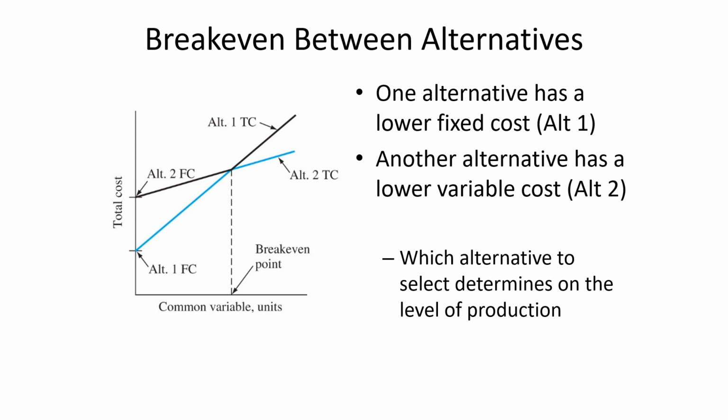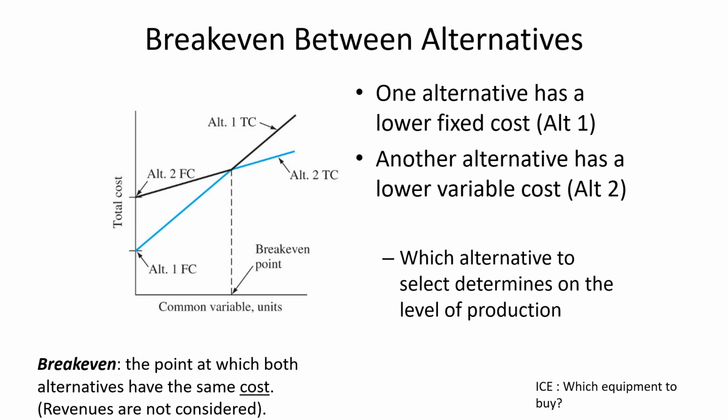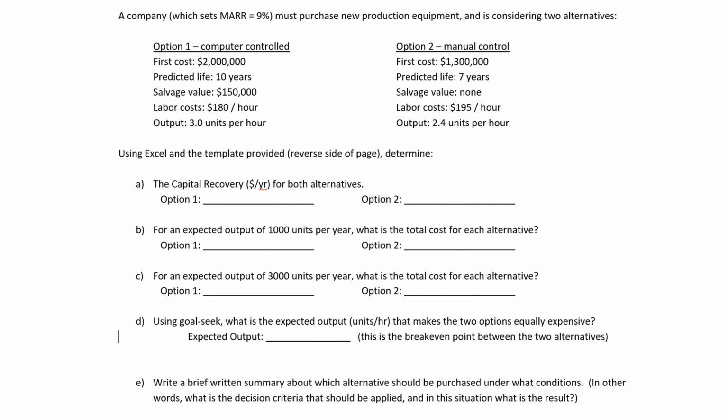So which alternative to select is determined by the level of production, and that is what we're going to be looking at in today's in-class exercises. We're going to be trying to play around with the idea that there's two different alternatives. One of them has lower fixed costs, one has lower variable costs, and trying to identify the break-even point, which tells you whether to choose option one or option two for the equipment.